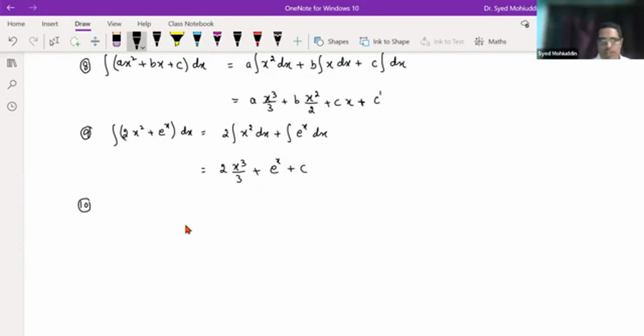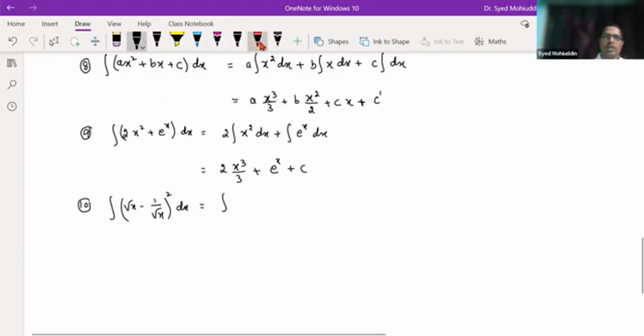Next question, it is the integral of root of x minus 1 by root of x, whole square, into dx, which is equal to. I can go ahead and use this formula of a minus b whole square.